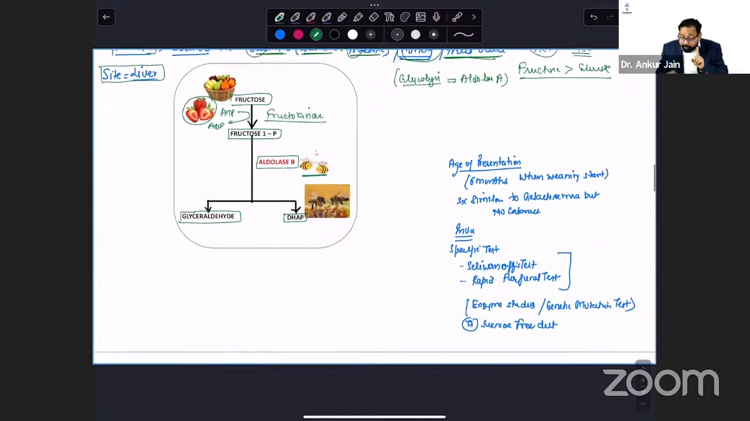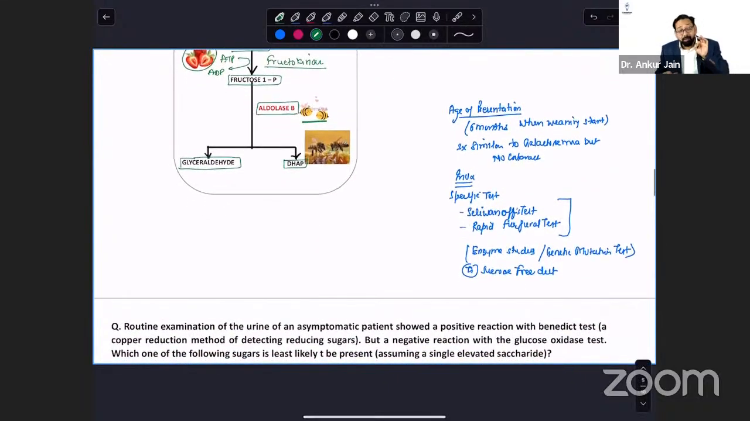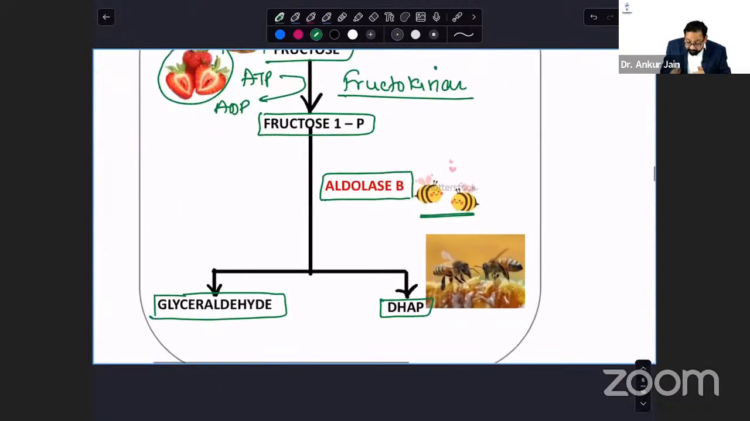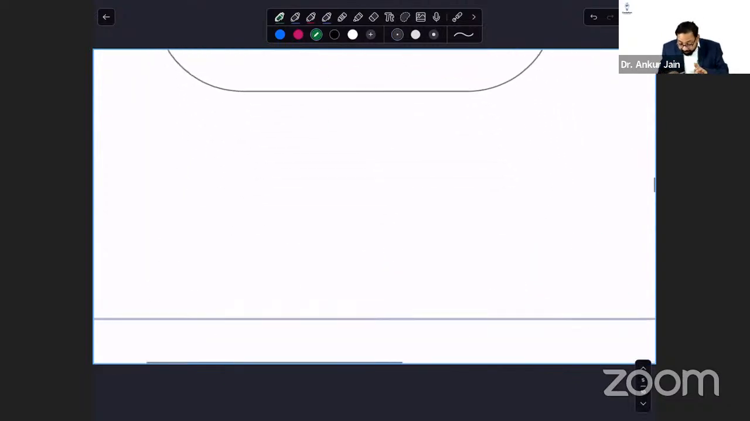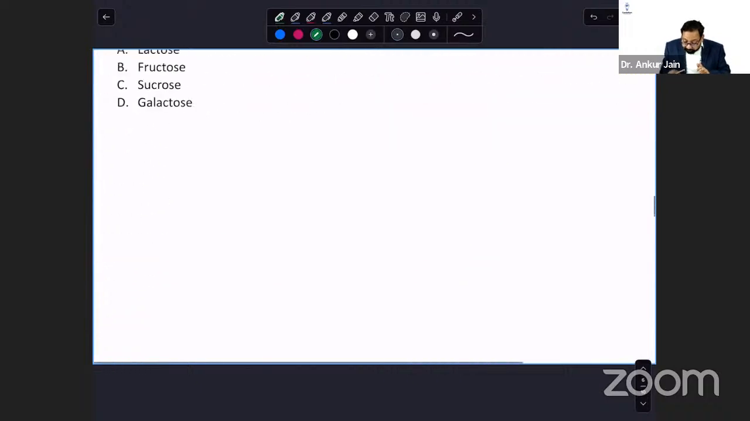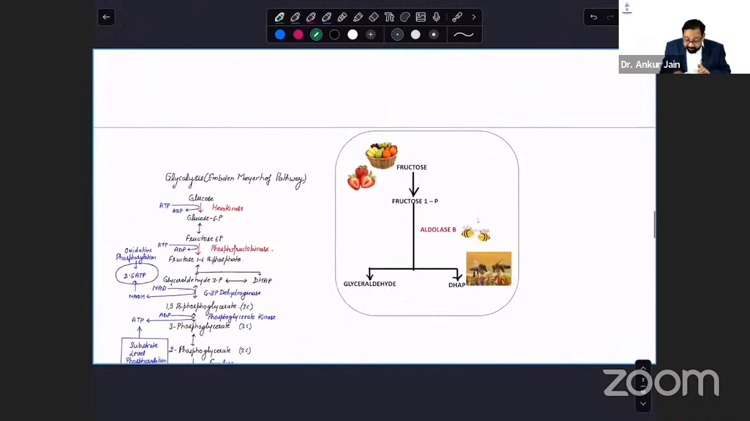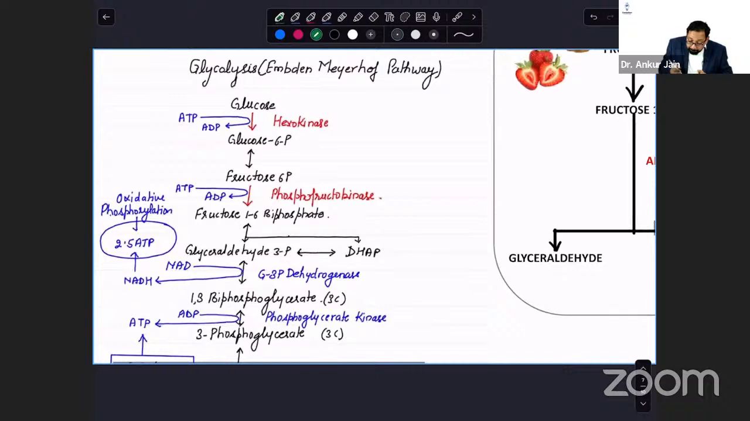This is an important point. If a question is asked on fructose metabolism in your university exam, then you can highlight what the substrates of aldolase B and aldolase A are. For aldolase B, the substrate is fructose 1 phosphate, and at the same time you should mention that the substrate for aldolase A is fructose 1,6 biphosphate. This is aldolase A. I will integrate, don't worry.